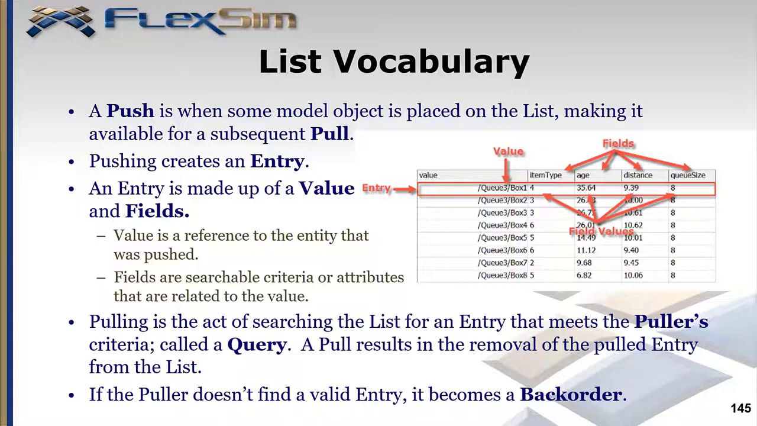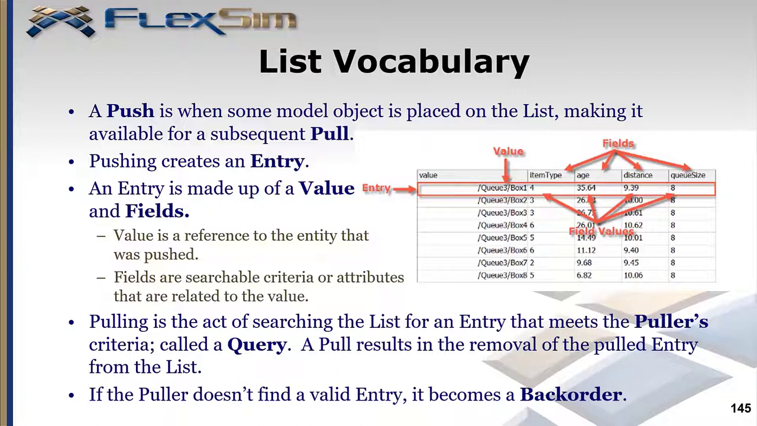But if it's not, then it remains a backorder. So again, think about the restaurant where maybe you just had a table for 8 become available. You don't have any customers that are party of size 8. And so that table remains empty because it didn't find a set of customers that meet its criteria.